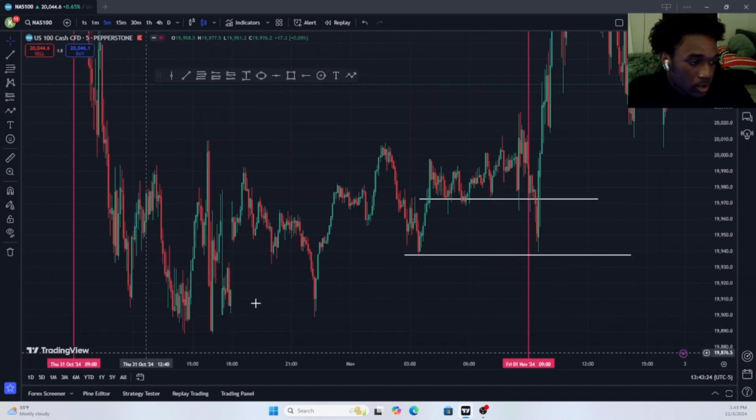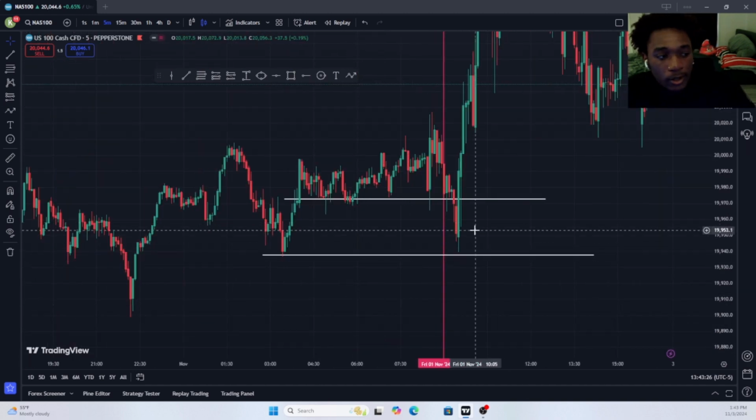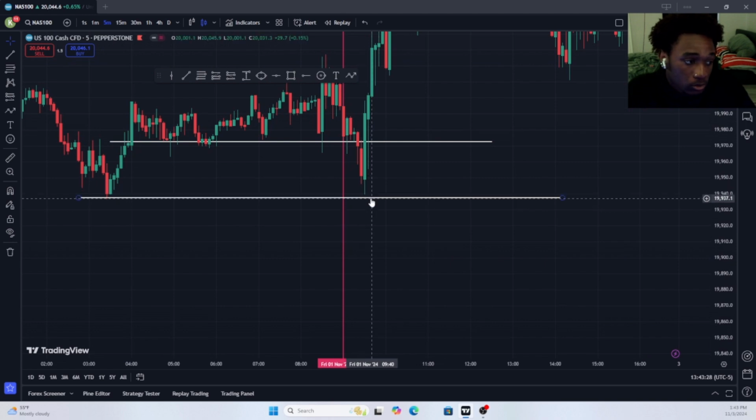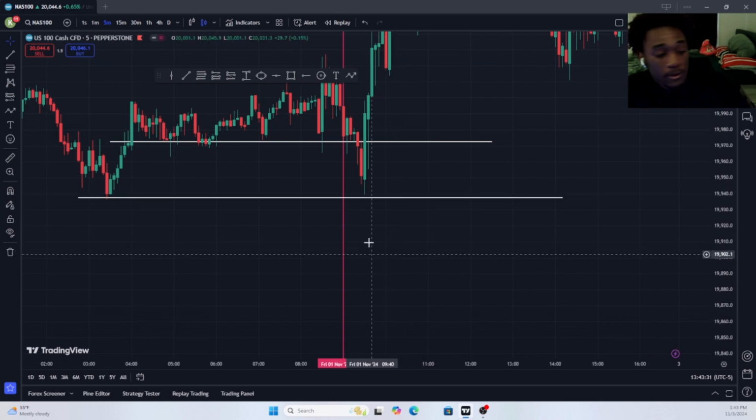So now in this case, we know price is in an uptrend, so we'd be looking for buys. But if price was to break out of this zone, then we'd be looking for sells. You gotta learn to adjust.